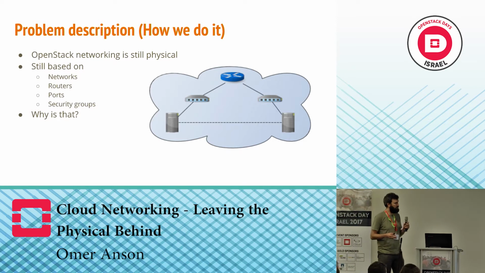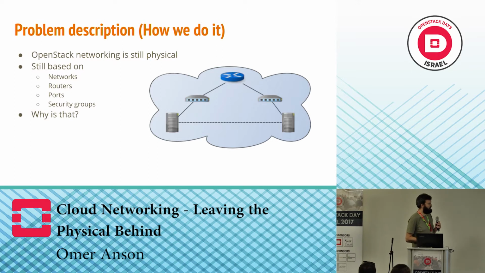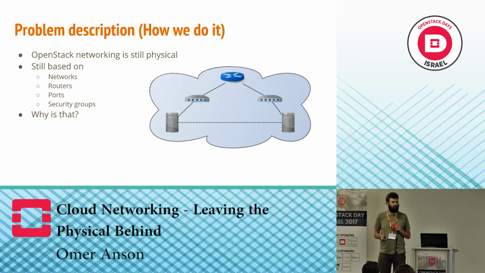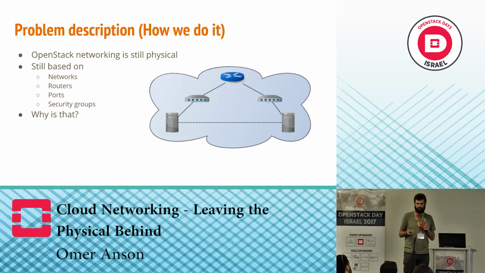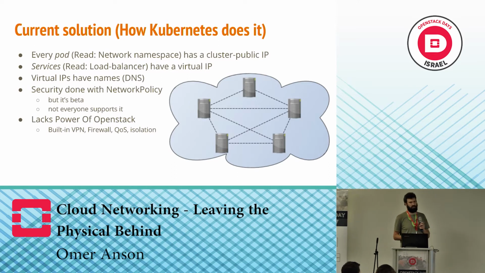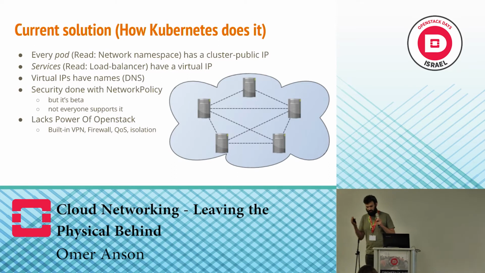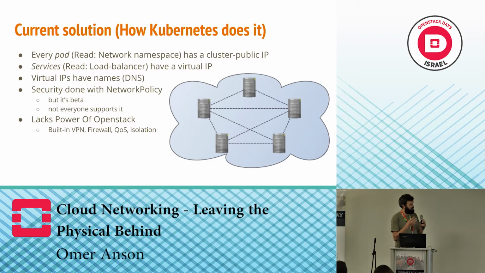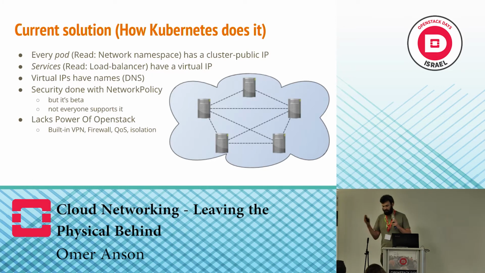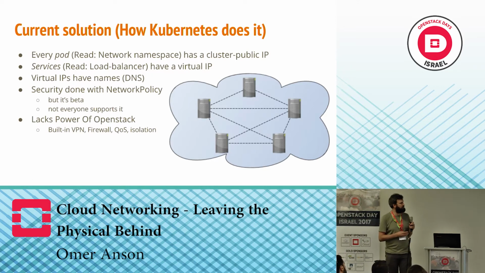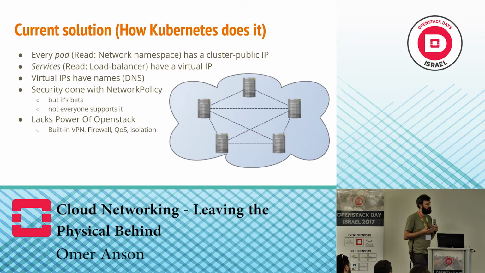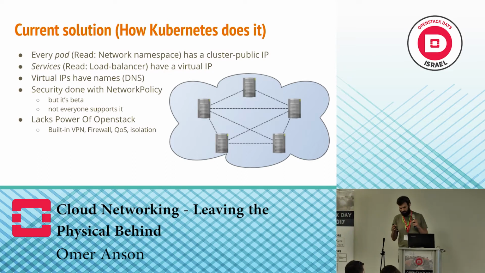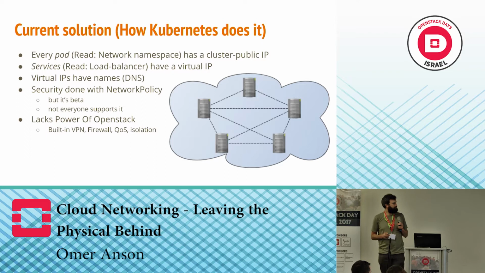Currently, we do networking as if it's physical networks. We still have networks, routers, ports and security groups. I'm not quite sure why we still do that, because if we look at other solutions like Kubernetes, you put a single item in a pod, which is a network namespace with its own IP, and then you can collect it in a load balancer, which they call a service. These load balancers have virtual IPs with DNS names, and they have some implementation of security.